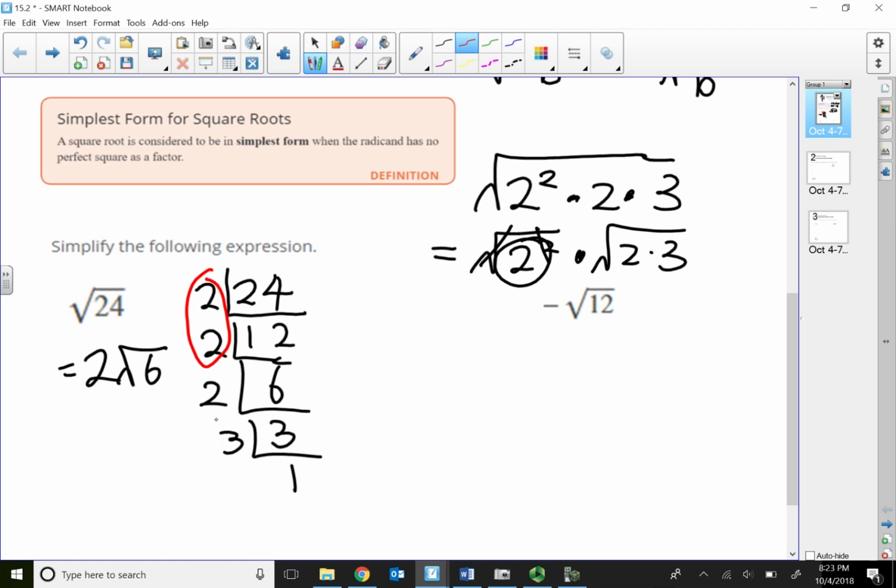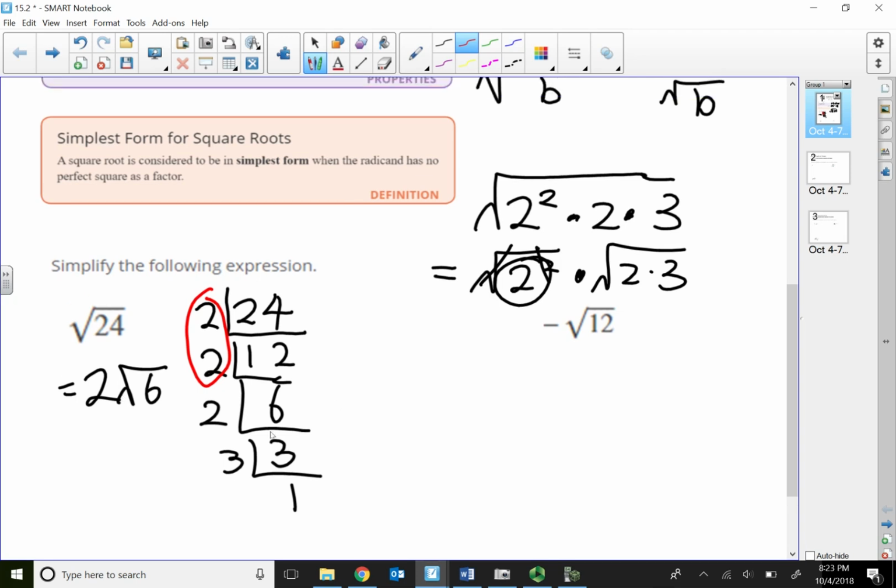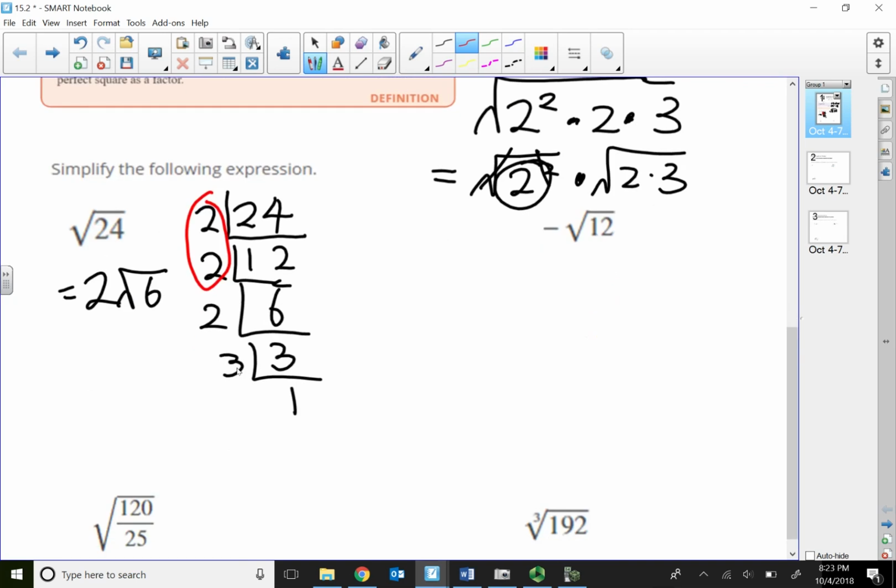So I have one 2 left and one 3 left inside the square root, so they have to stay inside. In order to go outside the square root, you need two of the same number to go outside as one of them. So that means everybody else has to stay inside the square root. Okay, so that's one way to do it.